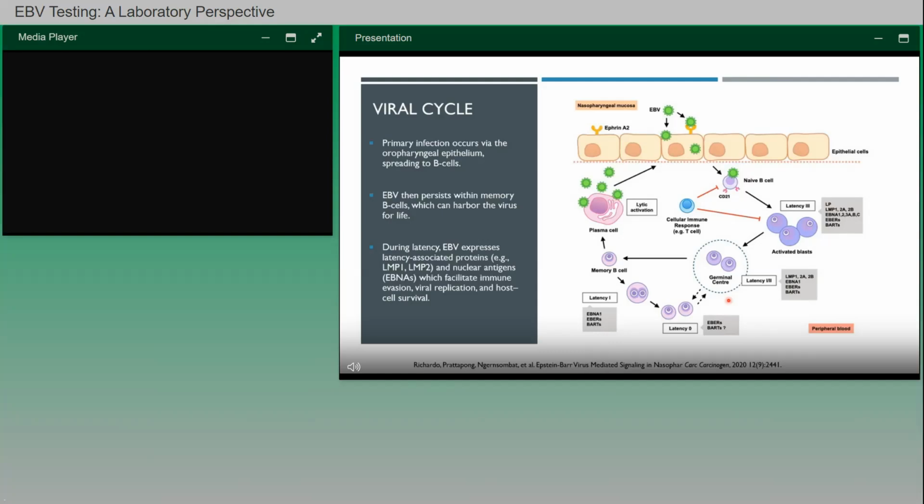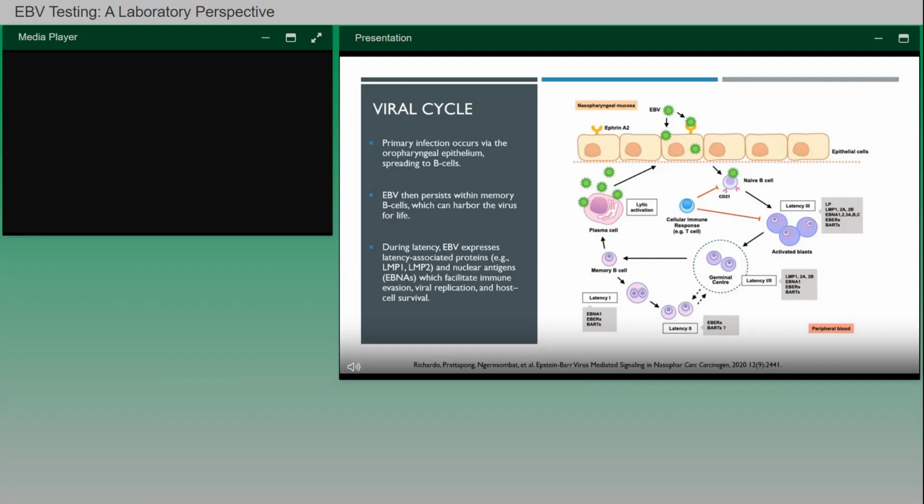And so you can see in this nice little diagram here, in these gray boxes, they show several proteins, and these are proteins that are expressed by the virus itself, not by the B cells. And some of these we'll talk about. These are proteins produced during the different stages of viral replication, and we can sometimes detect them or detect antibodies to them.